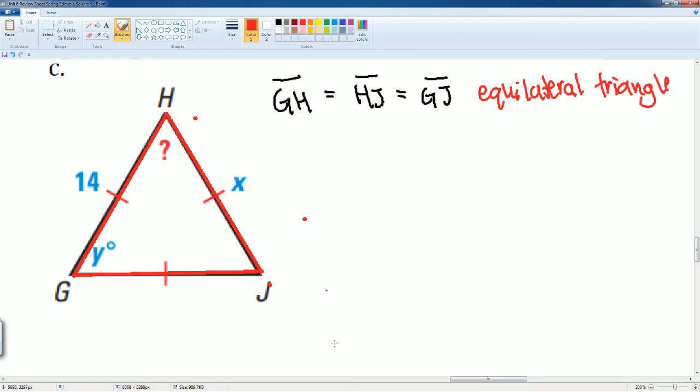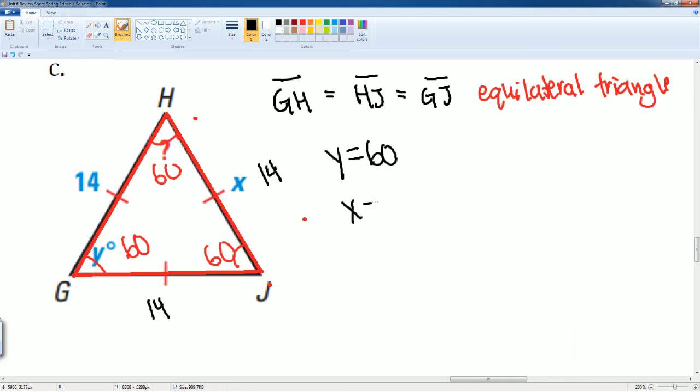This allows us to now set it up. We know that all the angles here are the same, and this is special because they're all 60s in this case. So angle y is equal to 60 degrees because that is the unique property of an equilateral triangle. Next, we want to see that all the sides are the same. So this is equal to 14 because this is equal to 14. So the other side has to be equal to 14. All the sides have to be the same. So x is equal to 14. Good.